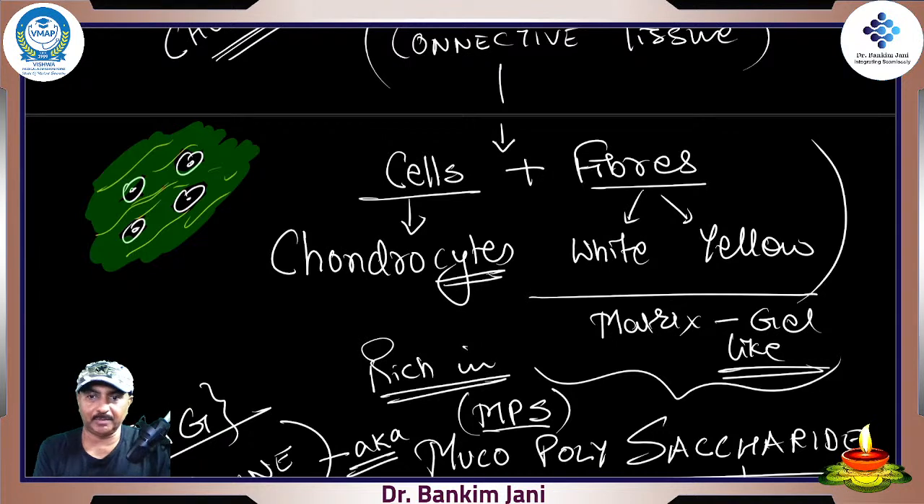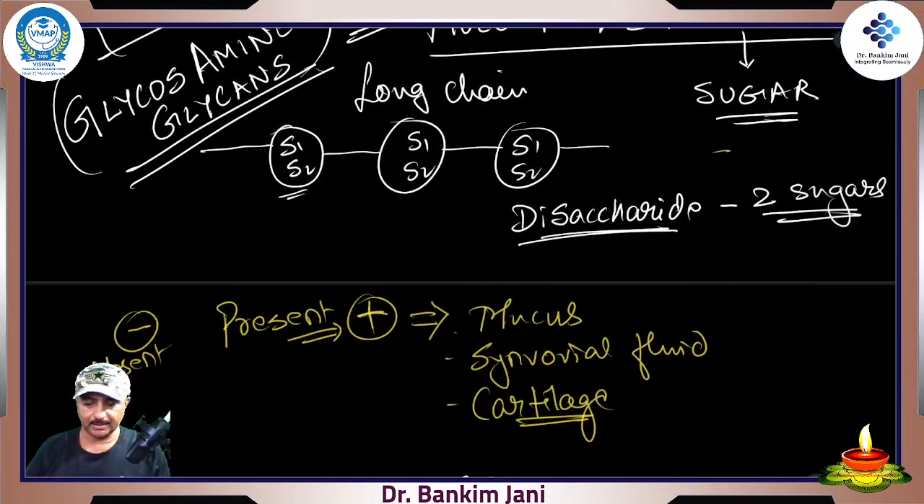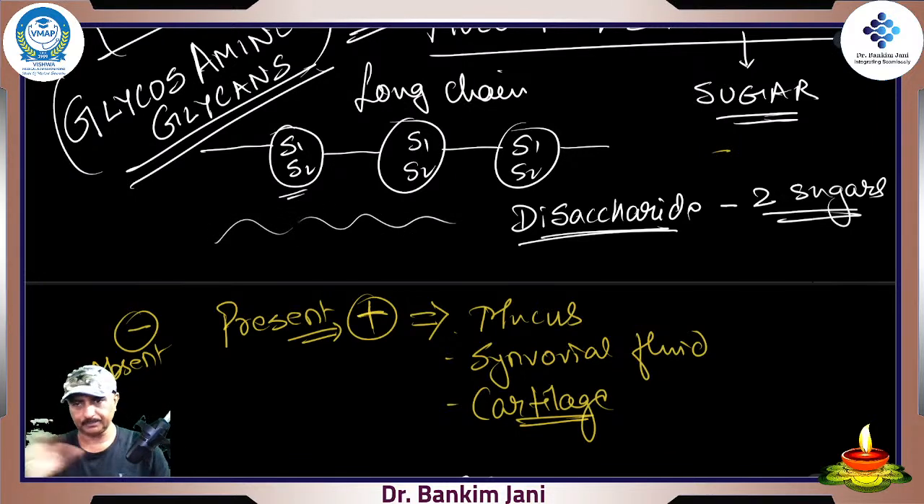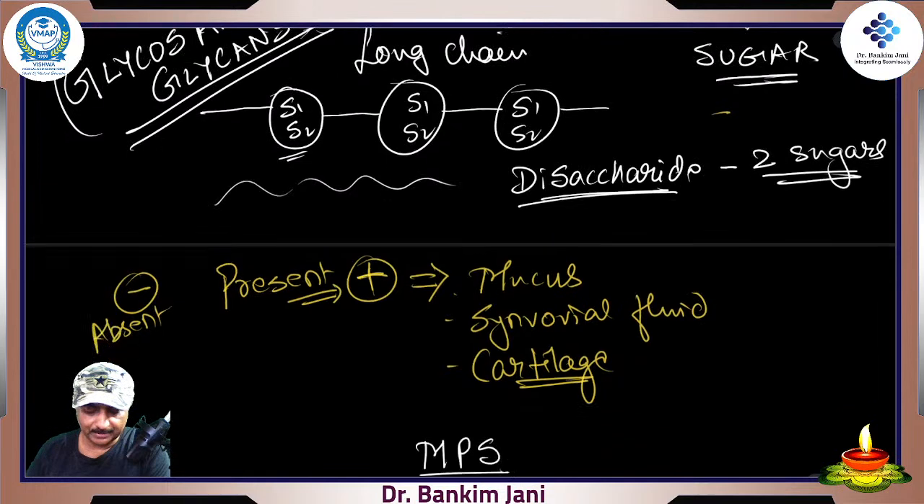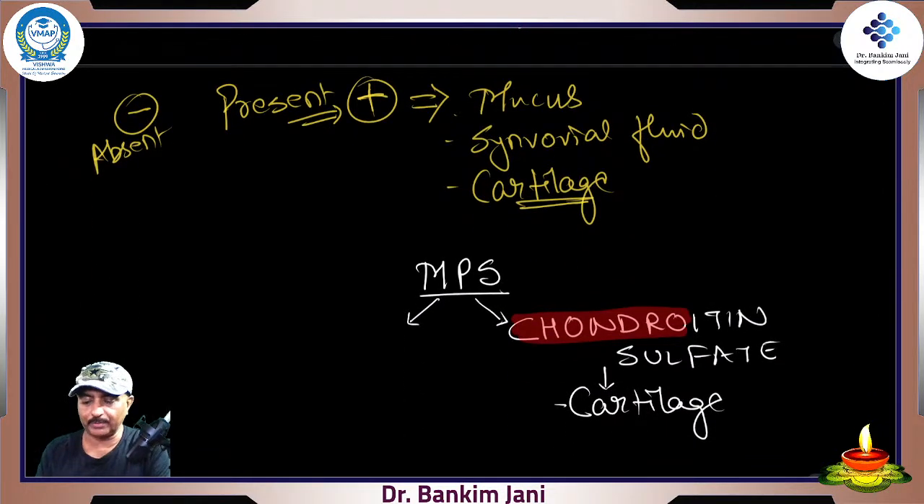And its other name is glycosaminoglycans. They both are the same. They are two-sugar disaccharides in a long, linear chain. Linear means straight, right? Obviously, in reality, when you see it, it is not absolutely straight, they go like this. Where are they present? They are present in mucus, synovial fluid, and this is where we are interested in cartilage.